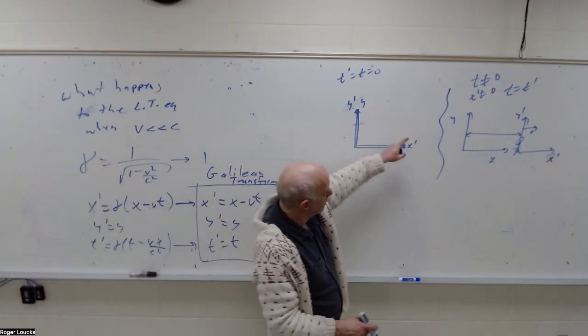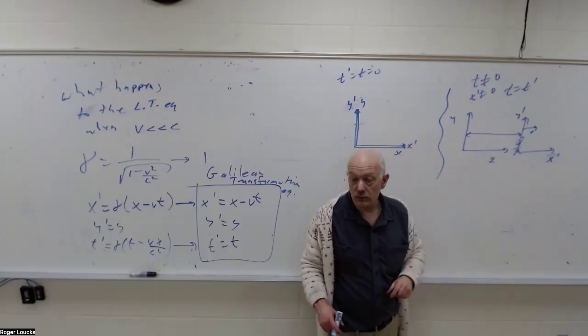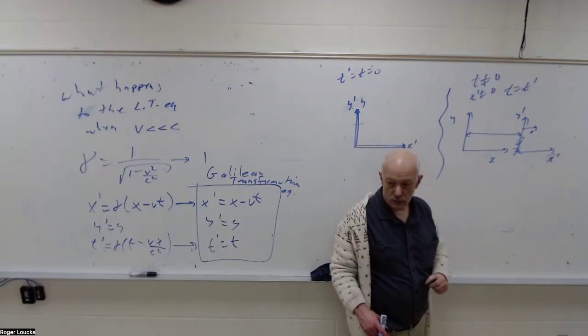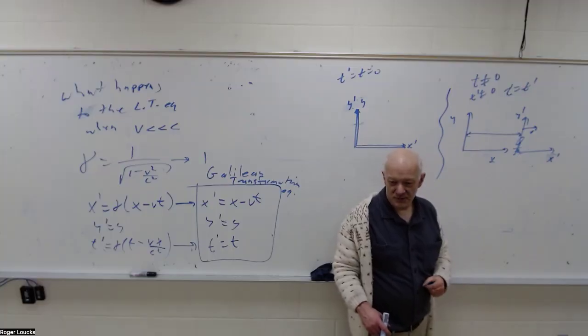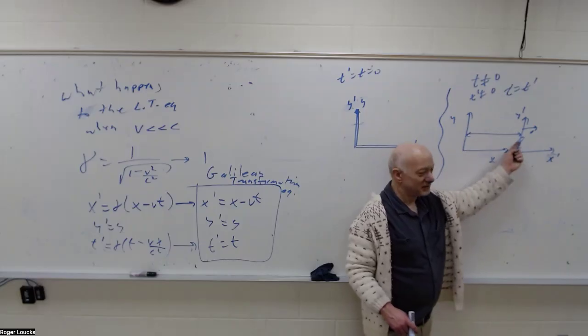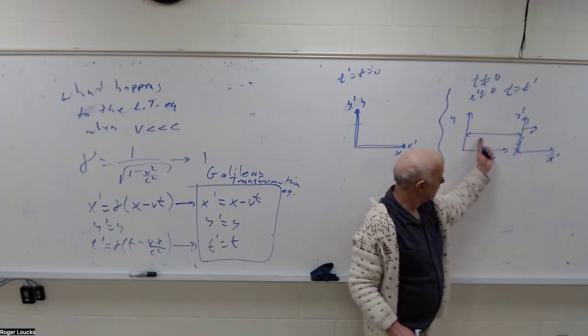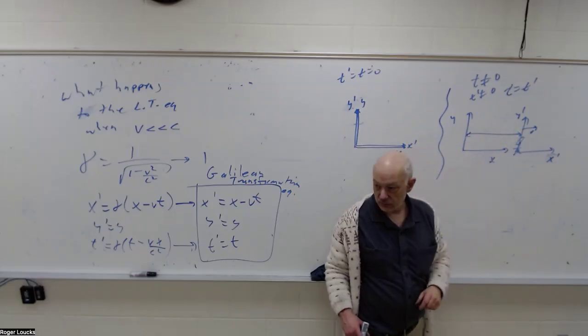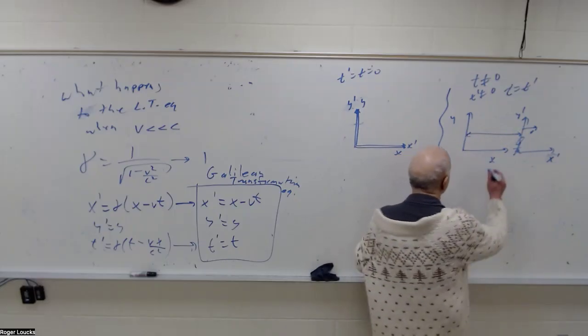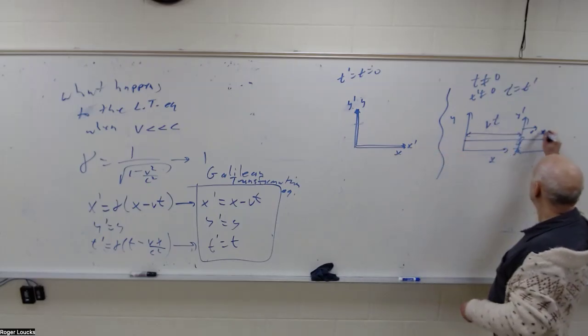The frames coincide. This has the velocity v, and it has been moving for some time t. So x plus vt prime, just this distance here. But this is moving with a velocity v for a time t. That has to be vt. Now, if I have an object here, this is x.